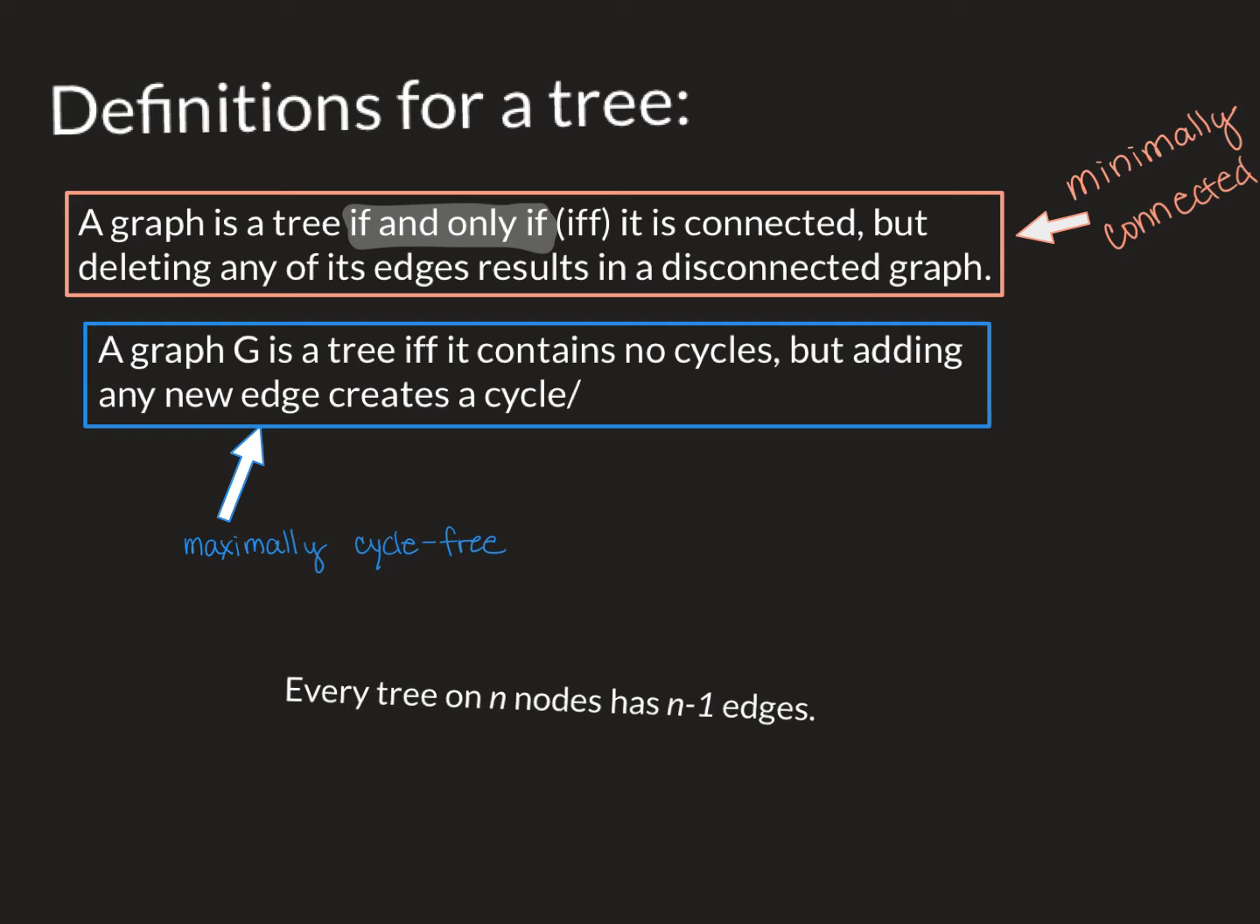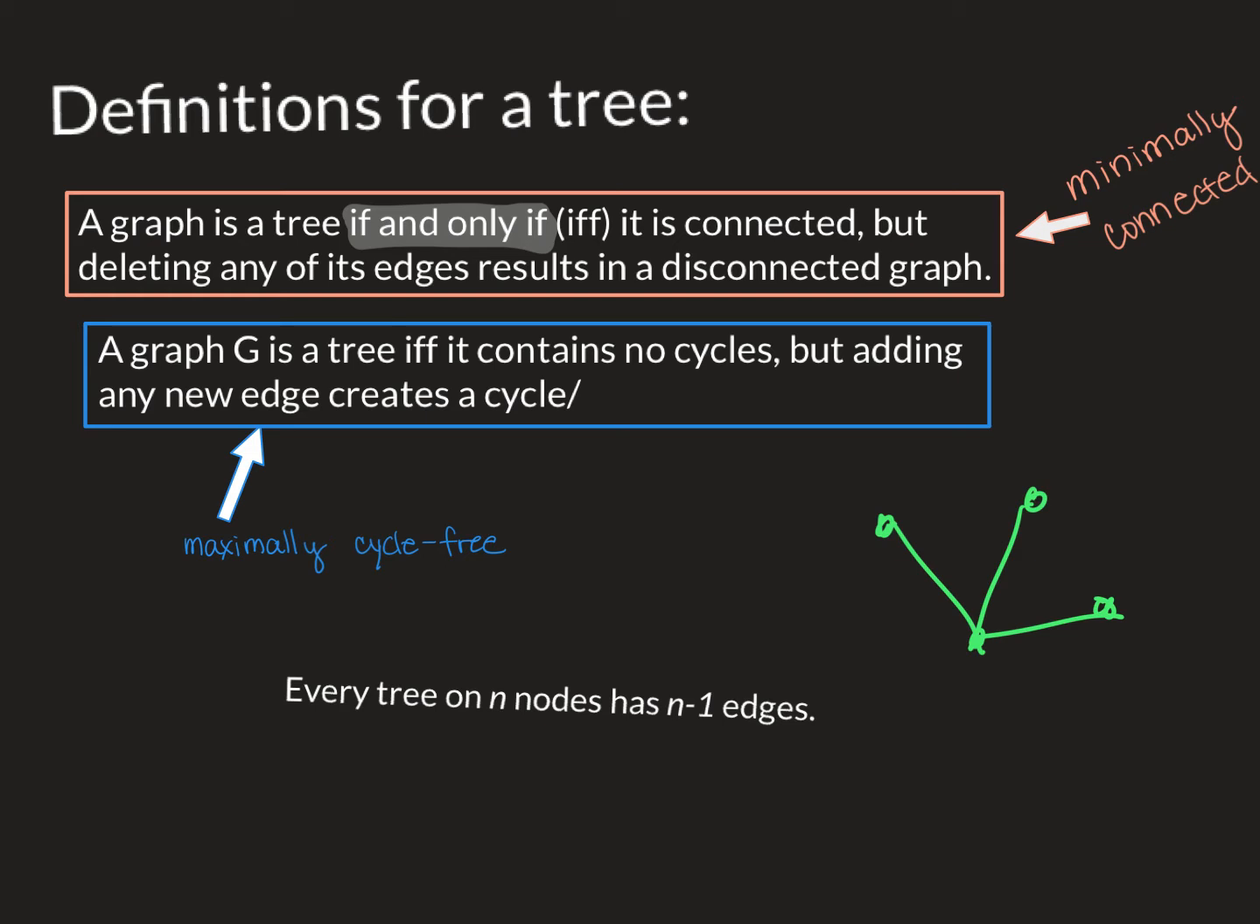So we have two definitions here. Both of them work. One of them is a minimally connected definition. It says a graph is a tree if and only if, which is abbreviated IFF, it is connected, but deleting any of its edges results in a disconnected graph. So for example, if we have this right here, that is definitely a tree, but if I got rid of any of these edges, like if I disconnected this edge, this node would be all by itself, or if I disconnected this node, it would be all by itself. So deleting any edges gives you a disconnected graph. That is a minimally connected definition.